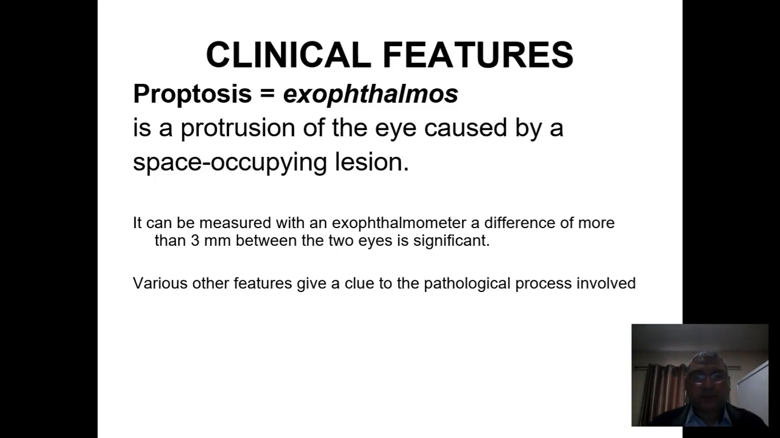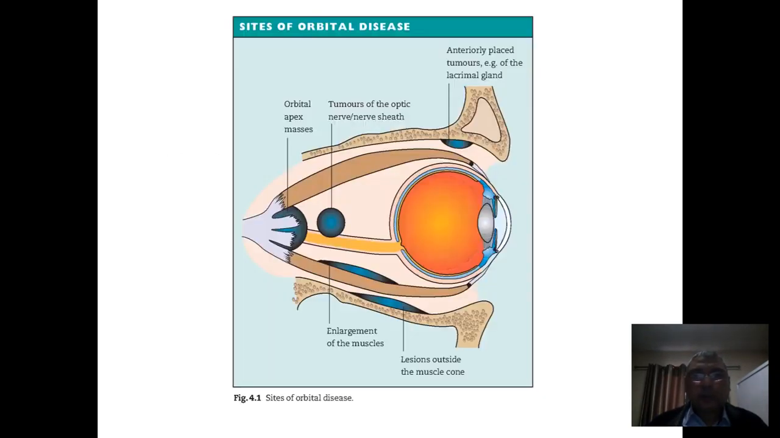We can measure proptosis of the globe by an instrument called an exophthalmometer. A difference between both eyes of more than 3 millimeters is significant. Various other features will give a clue to the pathological process causing the proptosis. It may be inflammatory, it may be a tumor; multiple causes can cause proptosis.